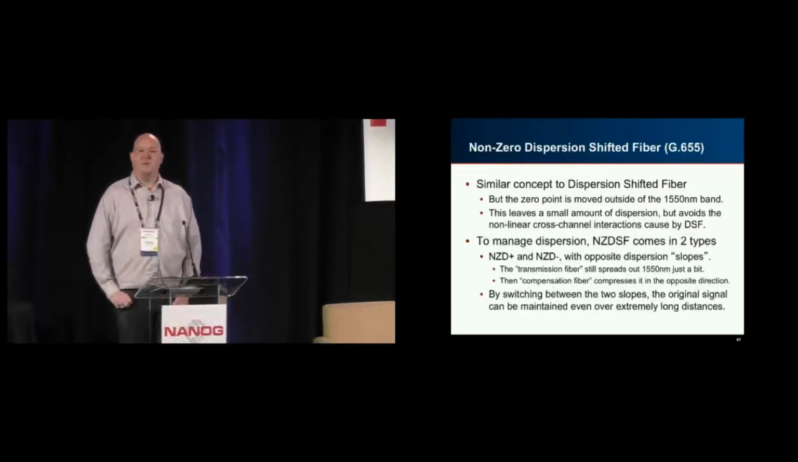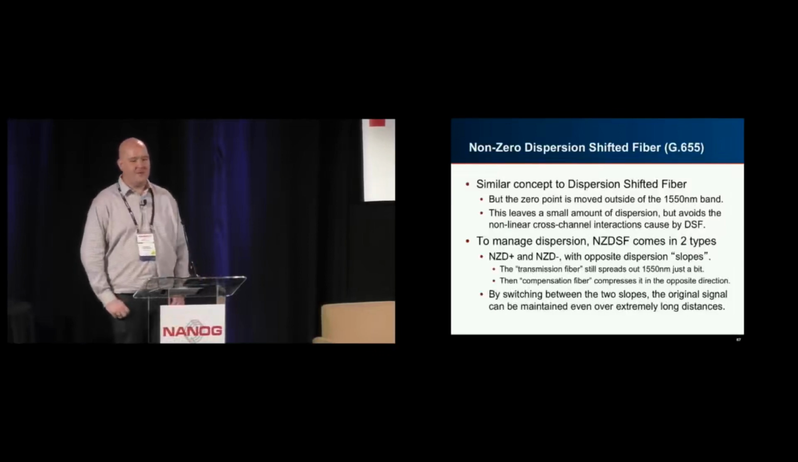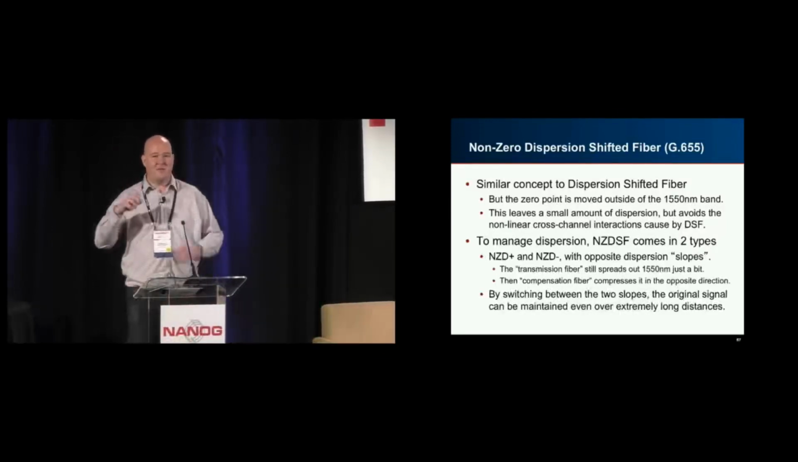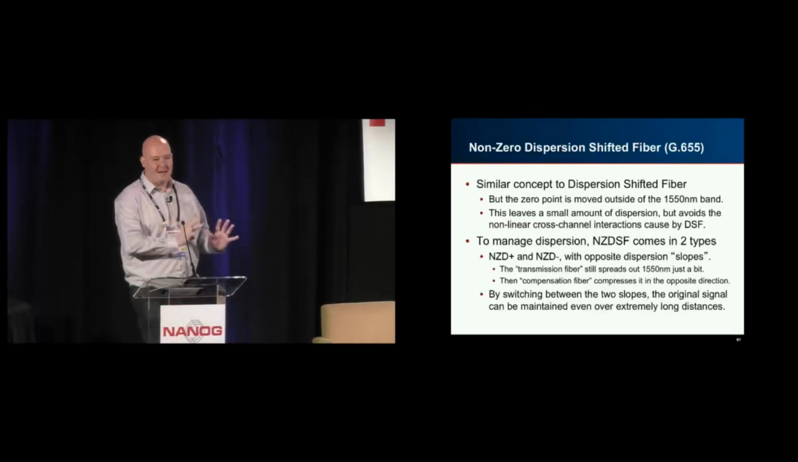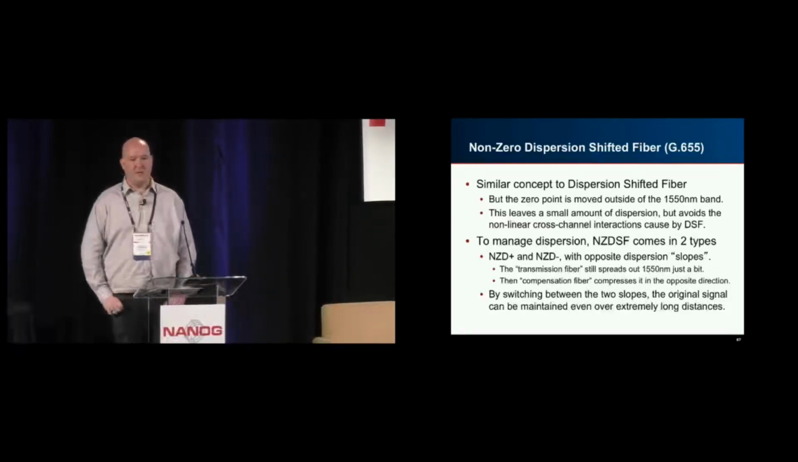So then they said, all right, how can we fix this? They moved to something called non-zero dispersion-shifted fiber, which is very similar in concept, but they moved that point of zero dispersion so that it's just outside of the range that you're actually sending your signal at. So you still get a little bit of dispersion, but it's not nearly as high as it was.